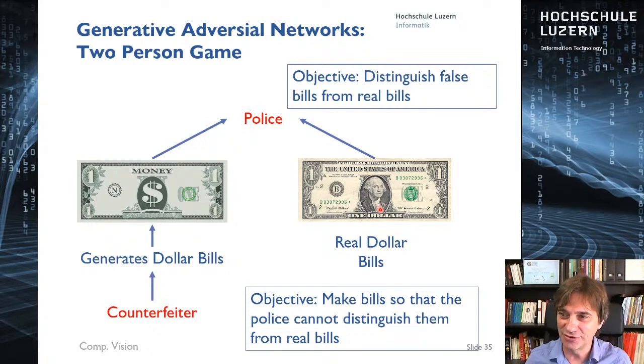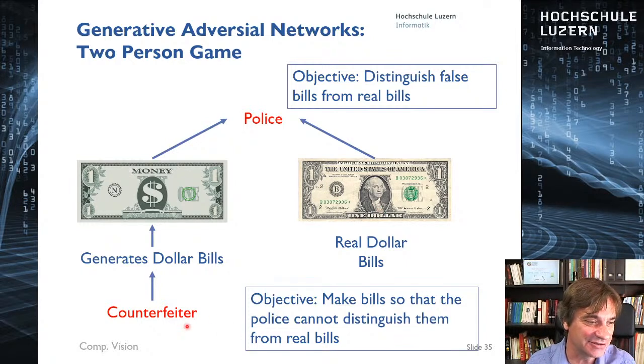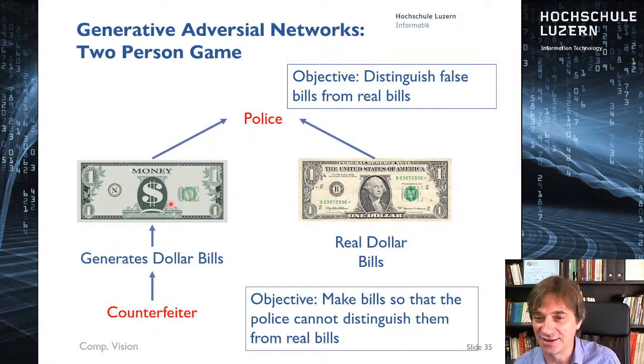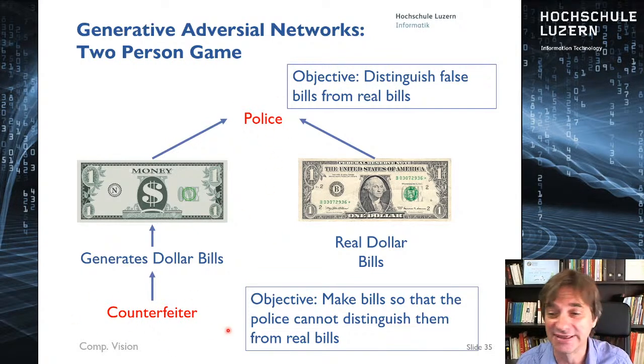Okay, so both of them have some objective. The objective of the counterfeiter is to make the dollar bills as good as possible, so that it's not easy to distinguish them from real bills. The police, on the other side, have the objective to learn to better distinguish between the two sorts of bills. And so this is the idea behind these generative adversarial networks, adversarial because they have adversarial tasks that they would like to do.